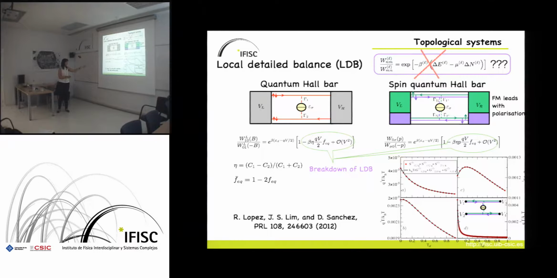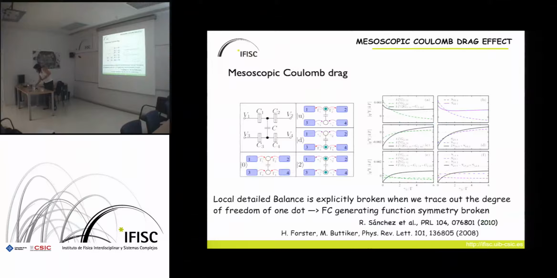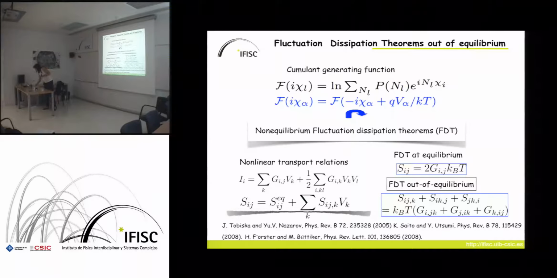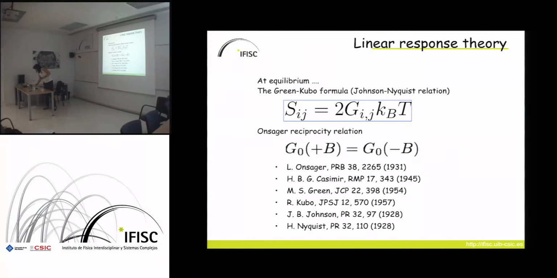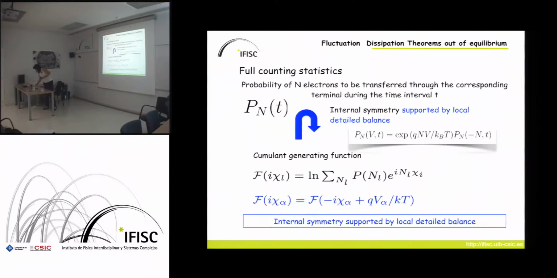And because of this, if you are able to find a system or systems in which this is not fulfilled, then you cannot apply the previous symmetry of the full counting statistics of the cumulant generating function. So that was this one, okay? So this means that there are systems in which there is no local detail balance and this symmetry is not present.